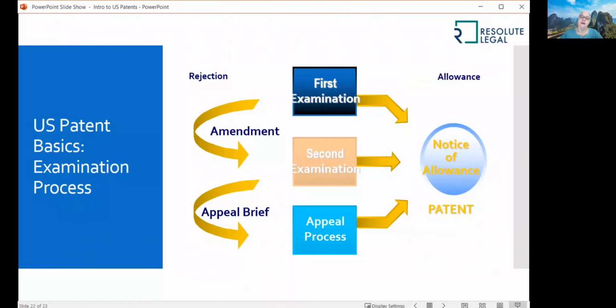Or once you've been twice rejected, you can appeal, and you can ask the Patent Trial and Appeal Board to take a look at the examiner's evidence and your arguments and make an independent determination about whether you should be allowed a patent or not. So that's the basics of the US patent system.